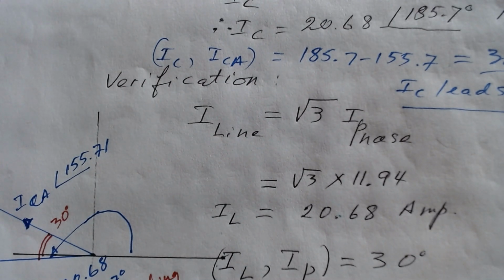Verification with the formula: I line equals the square root of 3 times I phase. So I line is equal to the square root of 3 multiplied by 11.94, which gives 20.68 ampere. And the angle between the line current IL and the phase current IP is 30 degrees.